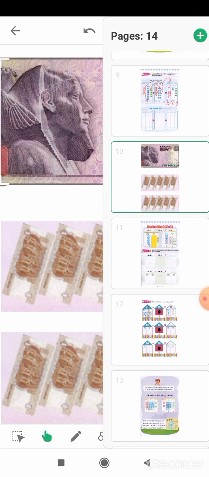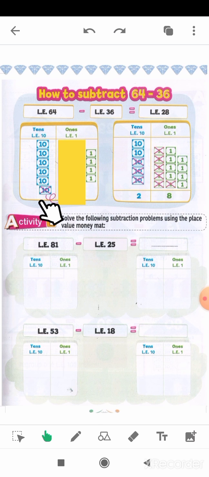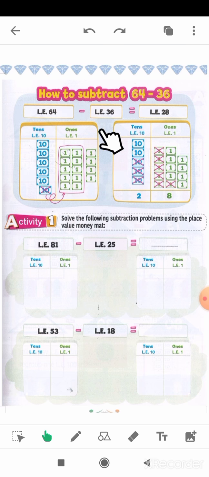So I will take 1 paper and make it 10 papers. I have 10 pounds, transferred as 10 papers of 1 pound, and solve the problem. Now I can take 6, so I take 1, 2, 3, 4, 5, 6, and my result will be 8. Then from 6 tens I take 3, so it will be 2 here. Let's see how to solve the problem here.